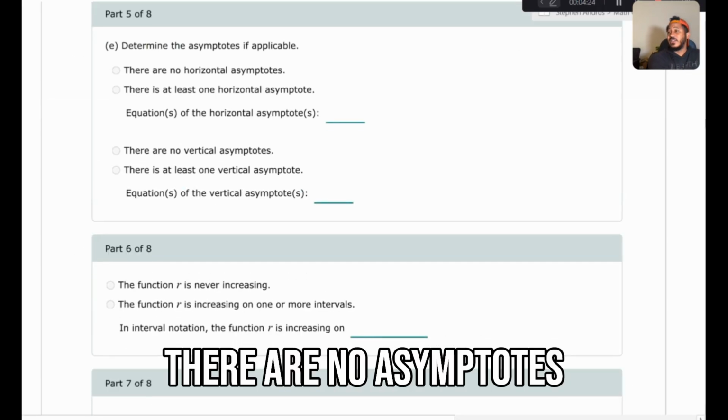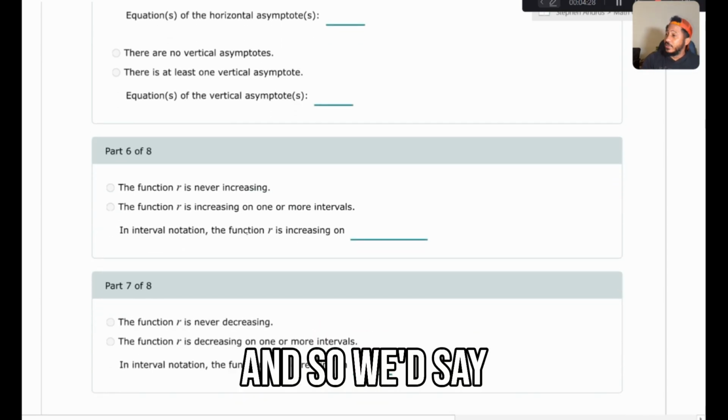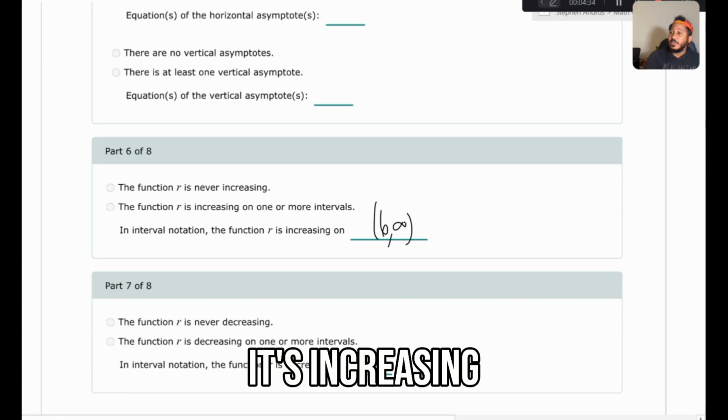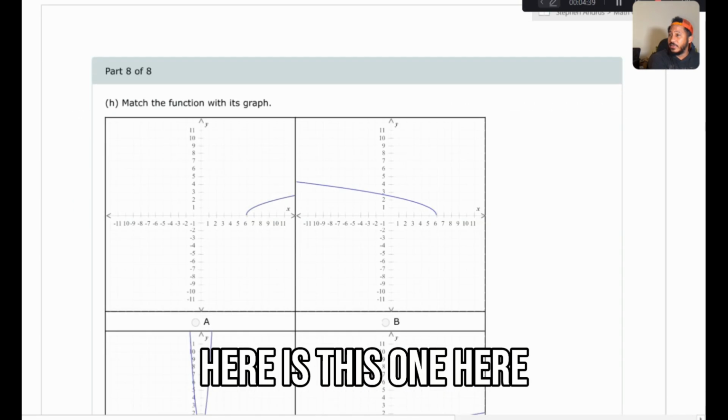Determine the asymptotes. Again, there are no asymptotes for these. This one's always increasing, right? And so we'd say over its entire domain, so from 6 to infinity, it's increasing. It's never decreasing. And then, again, the graph we have here is this one here.